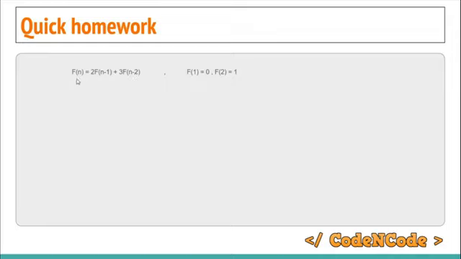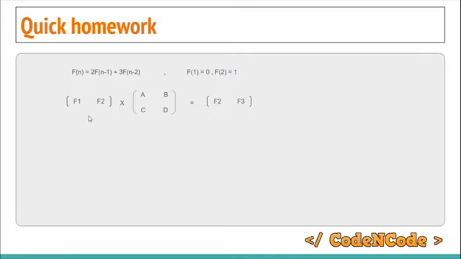Since the nth term depends upon the previous two terms, the first and second terms must be defined. So I have defined the first term to be 0 and the second term to be 1. Now for this recurrence relation, we need to find the transition matrix. Again, we start with the same equation. We define the row matrix to be f1, f2.